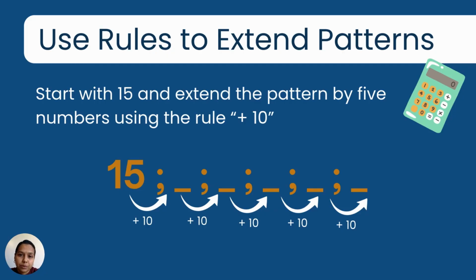Let's use rules to extend patterns. So we are going to start with the number 15 and extend the pattern by 5 numbers using the rule plus 10. So if you see, I've got it laid out where we start with 15, we've got 5 numbers that we need to fill in, and in each step we need to add 10 for each term. So you can pause, you can try it, then look at the example answers.